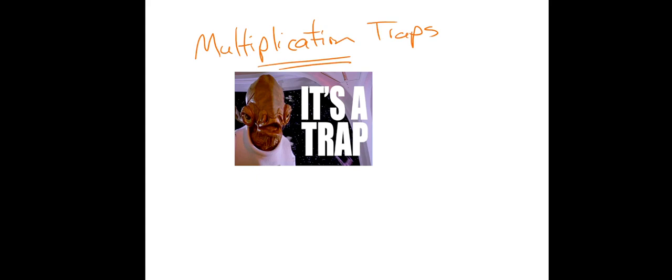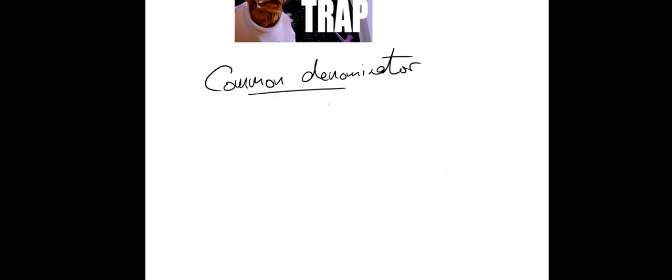Let's look at 4 examples that really confuse students, the common mistakes, and as Admiral Akbar here would say, it's a trap. The first trap is the common denominator trap. If you have a common denominator, there are special rules that apply to it. It doesn't apply to multiplication. I'll give you an example.